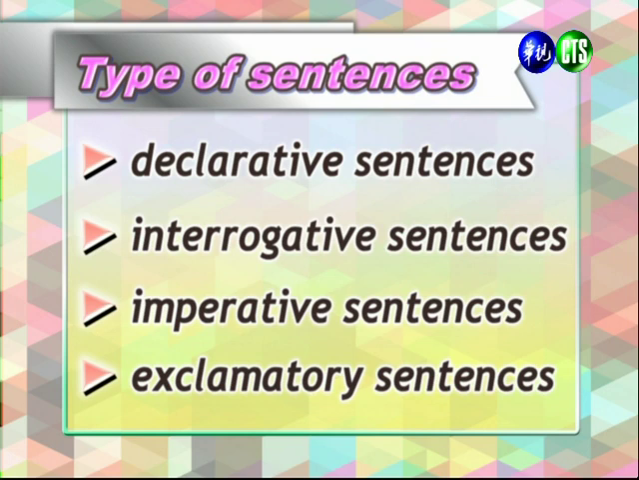Our 4 types of sentences are declarative sentences, interrogative sentences, imperative sentences, and exclamatory sentences. Now we're going to learn more about these 4 types of sentences in our writing model, but before we go to our writing model, let's learn some vocabulary that we're going to find in that writing model.